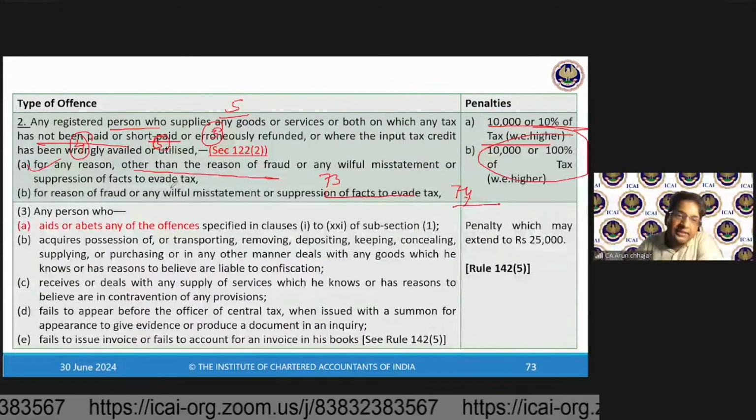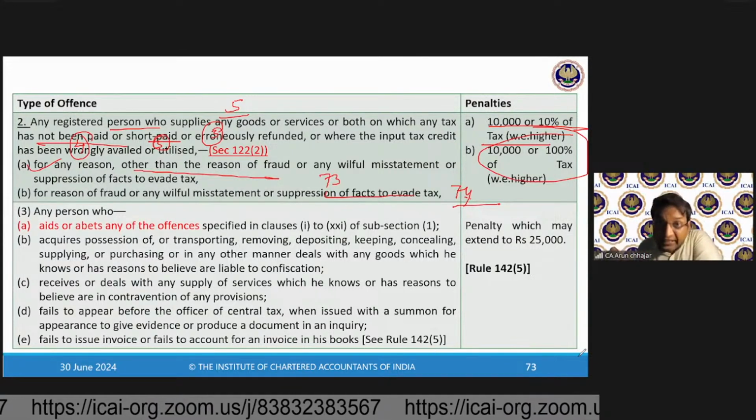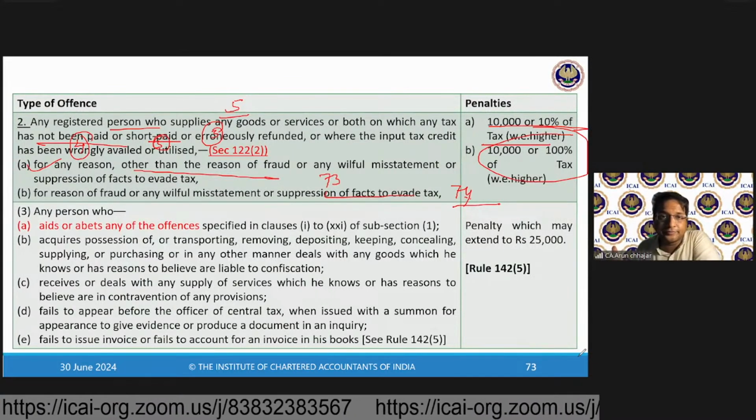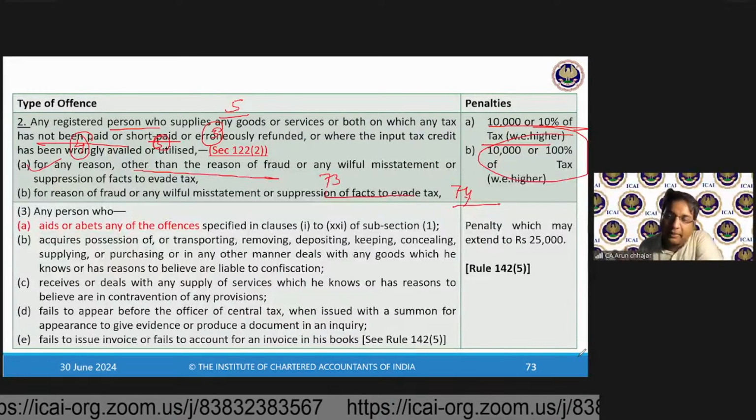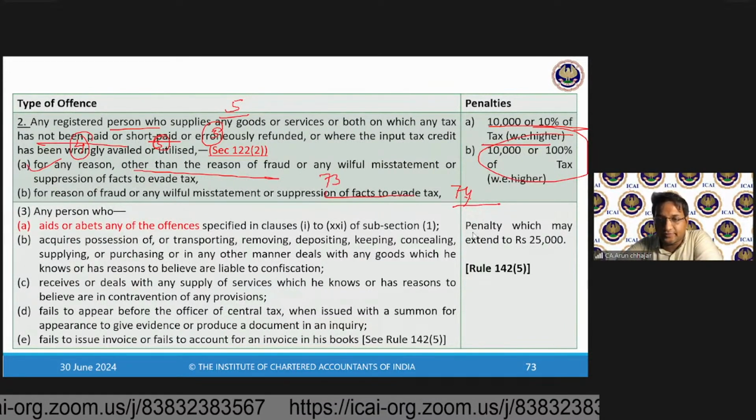Section 122 subsection 3 says that the persons who aid or abet the offenses, meaning who are supporting that conduct of the offense, in that case a penalty of up to 50,000 rupees can be imposed.